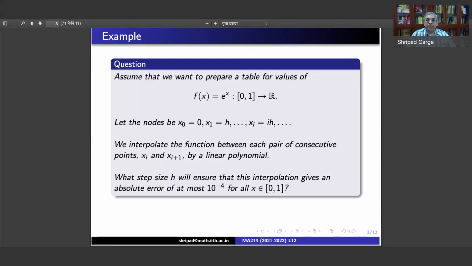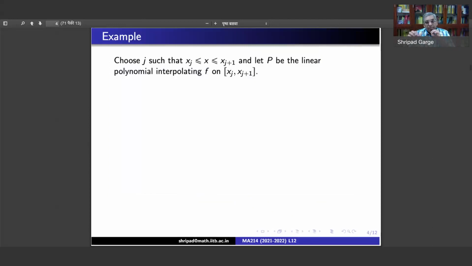So what we will have to do is compute those nodal values, and compute the linear polynomial joining them. And then whenever you want to compute the exponential function value at any point, you simply compute it from that particular linear polynomial. And we will have ensured that h is such that this error cannot go beyond 10 power minus 4. This is what we have to do. So what is the step value h that will ensure this? This is something that we want to do. So start with an x. Suppose you have started with an x, and then this x has to be between two successive nodes, xj and xj plus 1.